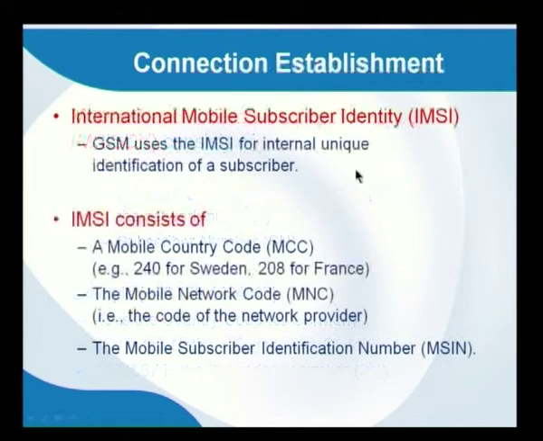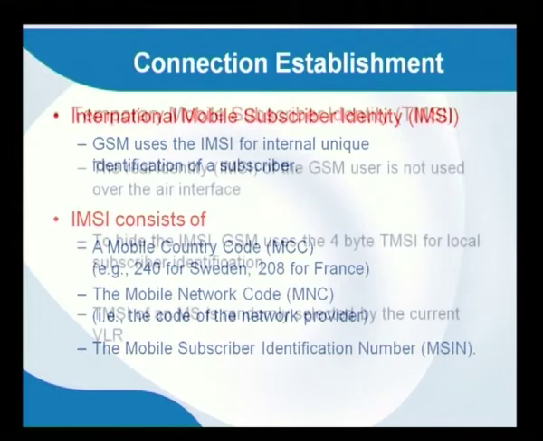The second number used to locate the GSM user is International Mobile Subscriber Identity, IMSI. Actually, the IMSI is an internal unique identification. It is unique to a particular user. The format of IMSI consists of mobile country code, mobile network code and mobile subscriber identification number, that is MSIN.